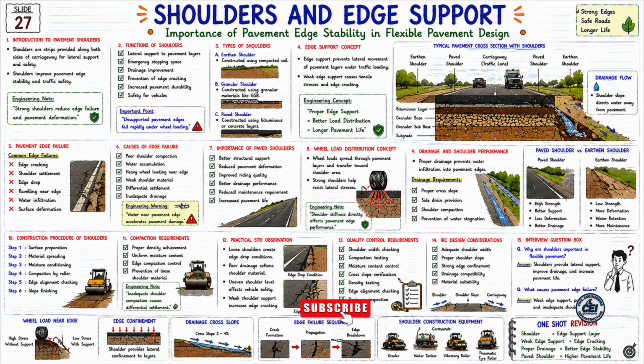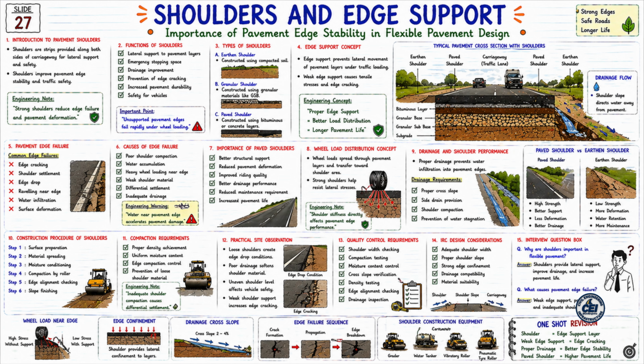Now let us look at the 10th topic. Construction procedure of shoulders. Step 1. Surface preparation. Step 2. Material spreading. Step 3. Moisture conditioning. Step 4. Roller compaction. Step 5. Edge alignment checking. Step 6. Slope finishing. And shoulder slope accuracy is very important for drainage performance.